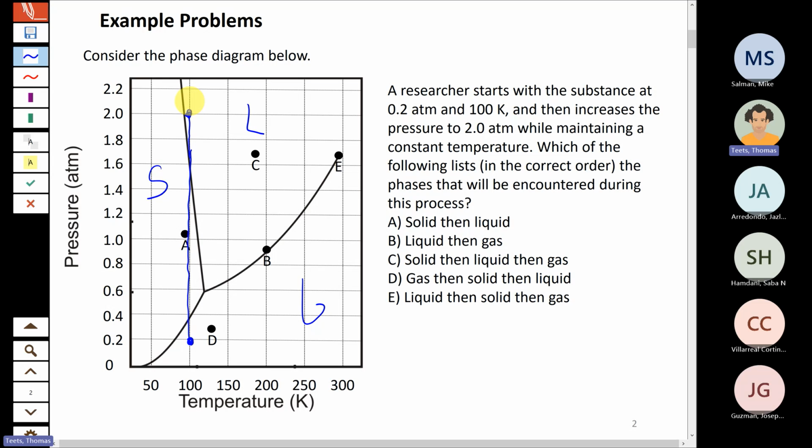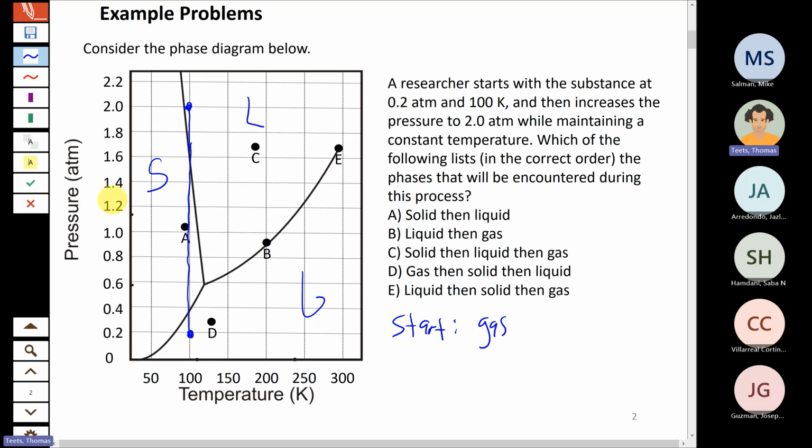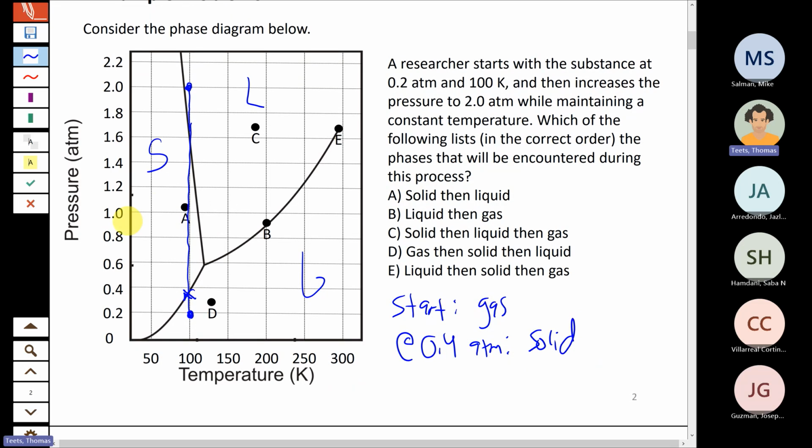So this process is going to be starting in the gas phase. Now, as we go through to get to the liquid phase, which is where we end up, when we cross over here, we're going to be crossing over into the solid phase. So once we reach about 0.4 atmospheres, you'll encounter the solid phase until we get up to here at about 1.6 atmospheres. We'll cross to the liquid. So actually, in this process, we've encountered all three phases, and that's the order we go in.